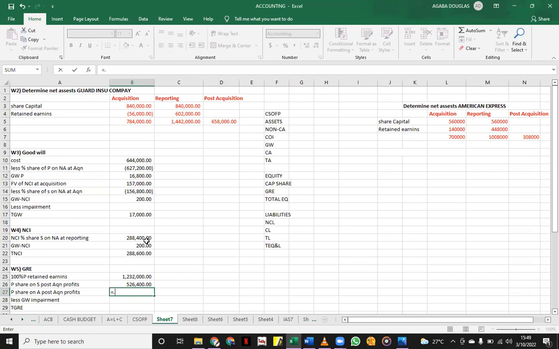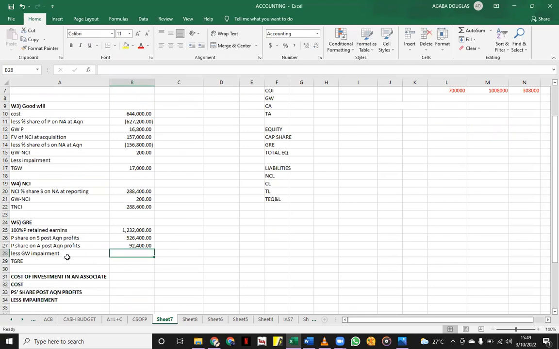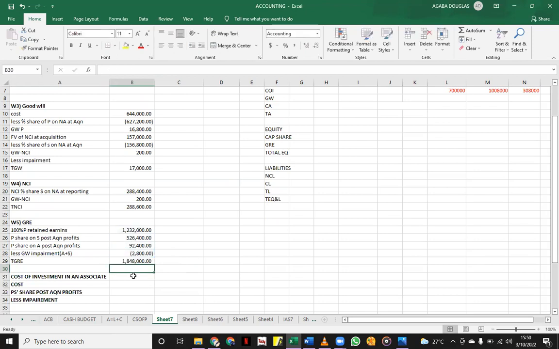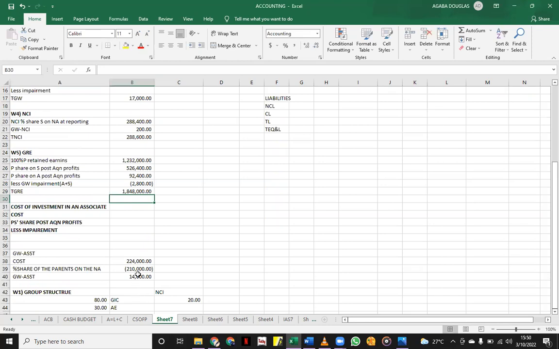So here we'll simply say 30%, then multiply it with the post-acquisition, and then we will less the goodwill impairment. Now, the goodwill impairment here, I must put that it is for both the associate plus the subsidiary. But because we know it is only the subsidiary that got impaired, we'll simply put the value of 2,800 shillings. And we will be arriving at our total group retained earnings by adding up all these, and then we less the 2,800.